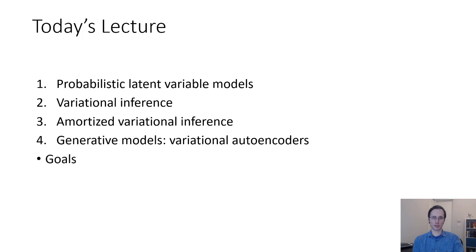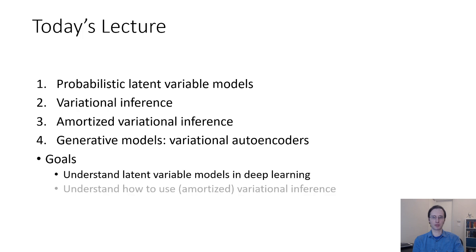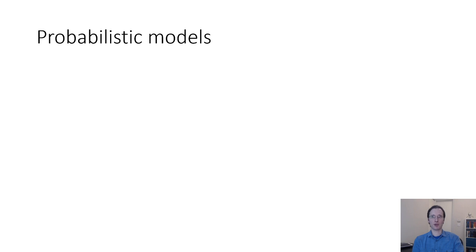So the goals for today's lecture will be to understand latent variable models in deep learning and understand how to use amortized variational inference in order to train them. All right, so let's start with a very basic kind of overview. Those of you that are already familiar with this material may want to skip ahead, but I wanted to make sure to start at the very beginning to make sure that everyone is at the same level in terms of notation, terminology, and so forth.